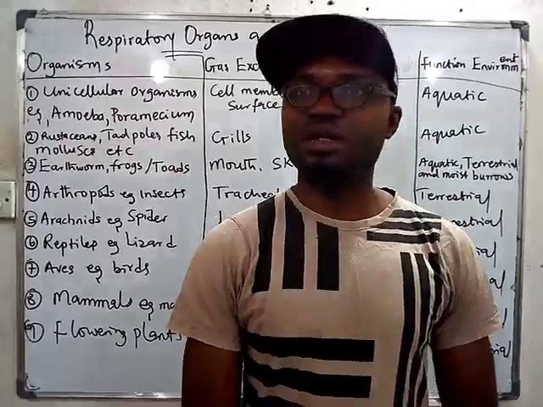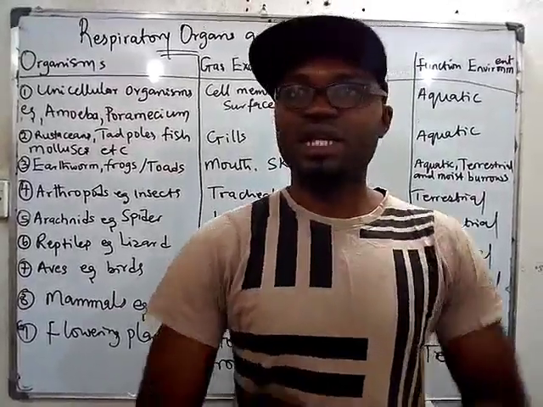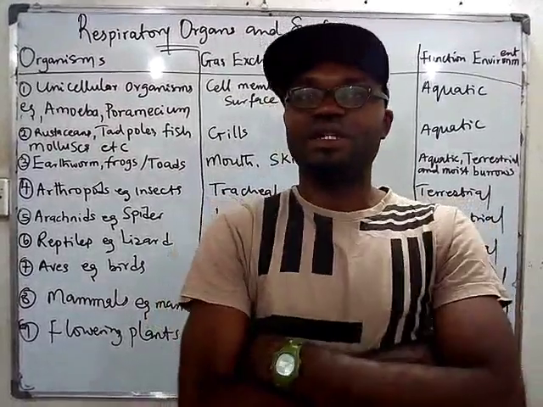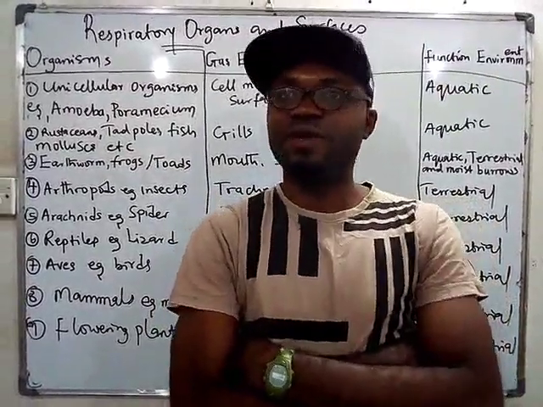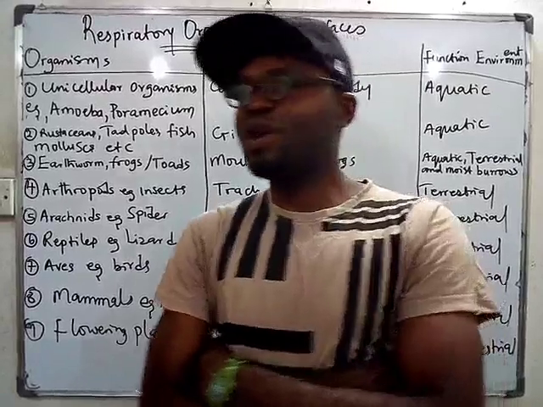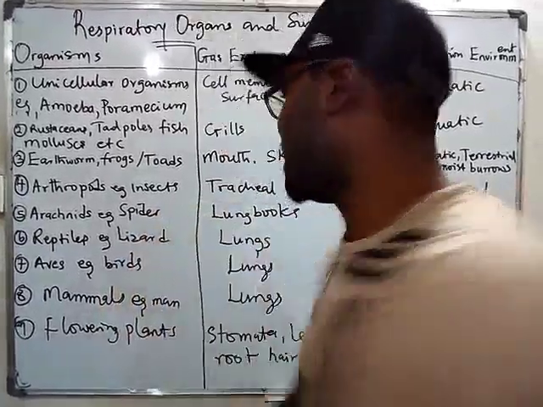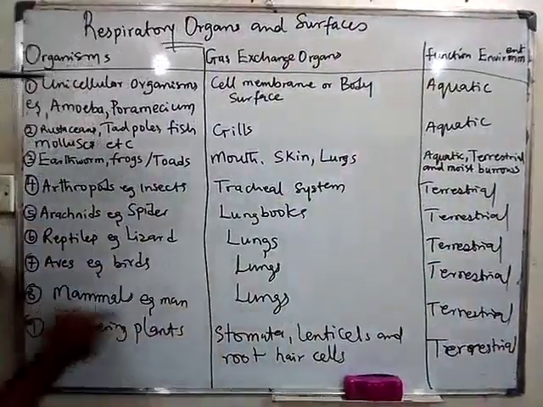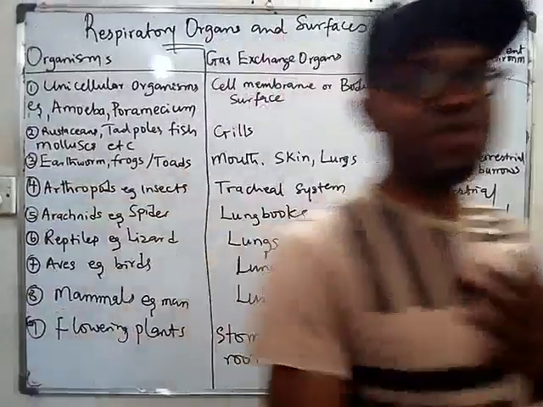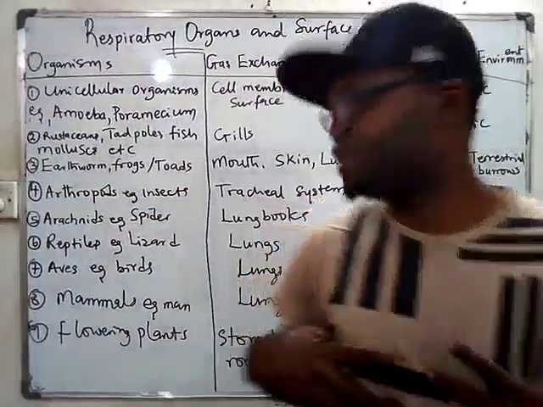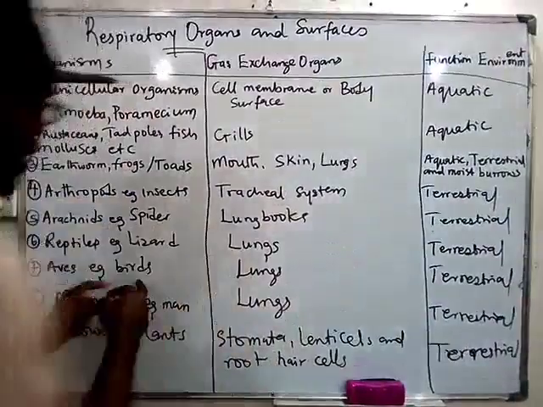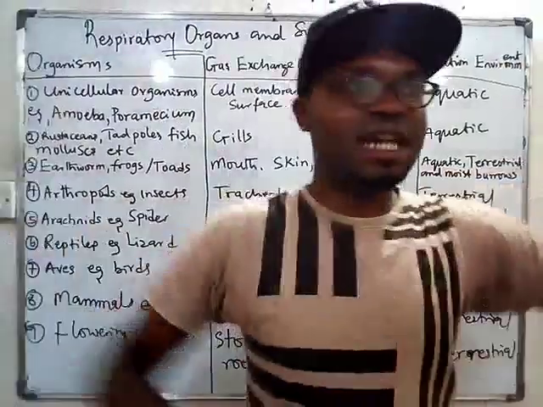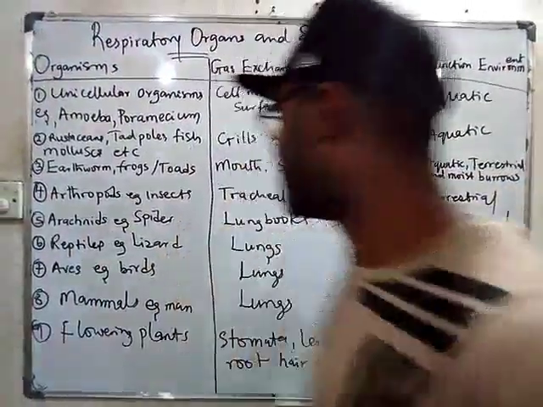Lungs, because lungs are not respiratory organs for flowering plants. Lung is the respiratory system for animals such as mammals, human beings. Like me and you, we are using the lungs for respiration. Birds, all these birds that are flying, they are using lungs for respiration.